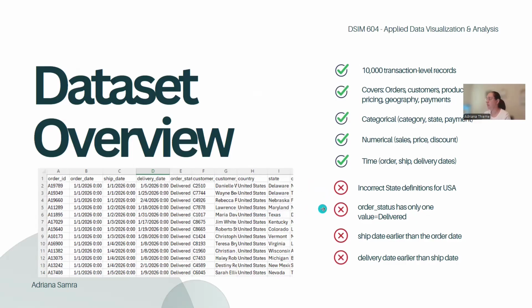Another problem that I noticed was that the order status column only had the value delivered, which is not realistic. In online sales, we know that some orders will be delivered, some will be canceled, some will be refunded, and so on. I also noticed that the ship date was sometimes earlier than the order date, which is not correct. In the real world situation, the order date will come first and then the ship date. So I had to transform those data into correct values to be able to perform correct analysis. The same thing happened with delivery date being earlier than ship date, which is not realistic. So I had to transform delivery date to a later date after ship.